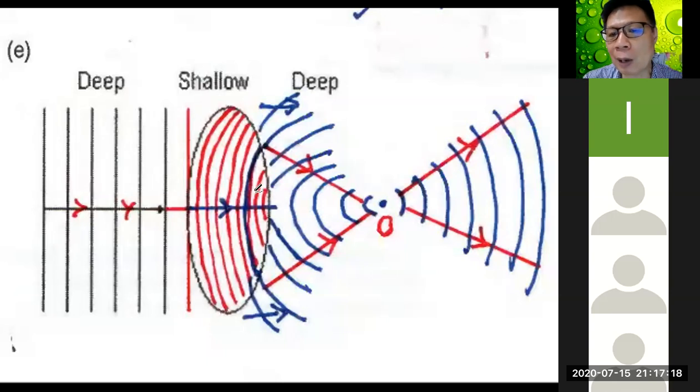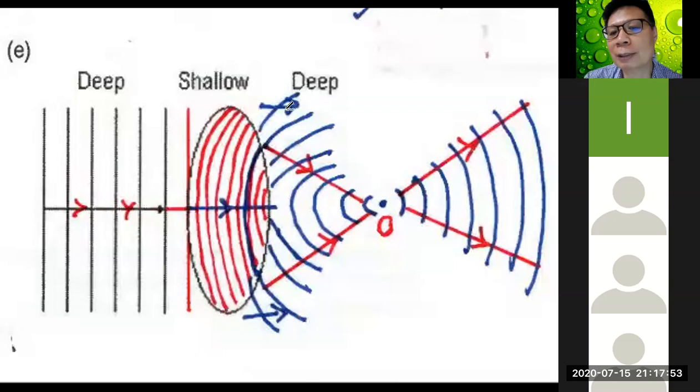But when it comes out, it's different already, you know. Shallow to deep, it will continue the shape, but the lambda becomes bigger. You know why? Because I want to take this example, this line. So here is shallow, it moves slow. Then here, because it's deep, so it will go fast. Go fast means you go forward. This one all go fast, go forward. This side will bend out.